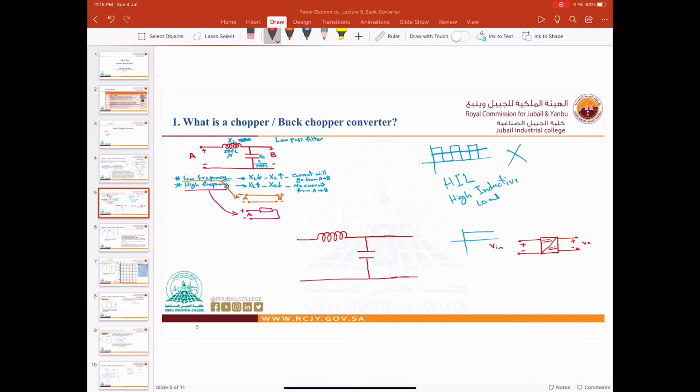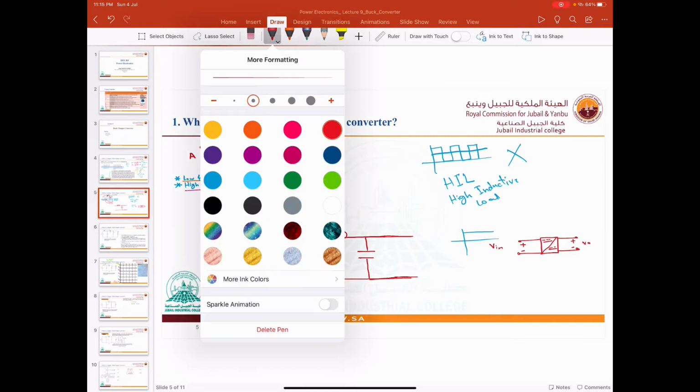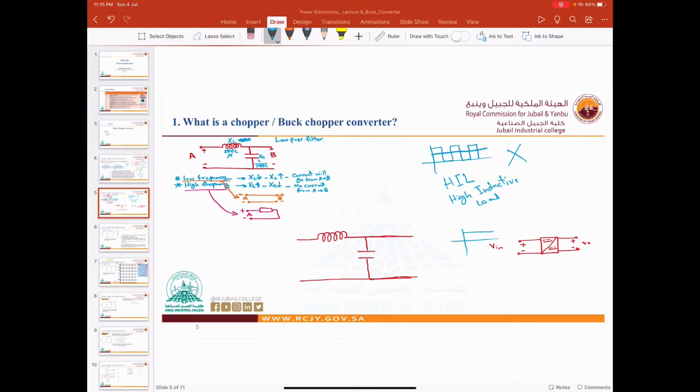Of course, if we have a buck chopper, we have output, right? So this is V out here. Now let me draw V out with the blue color. This is V out terminal. And of course if we have V out, we have a load, right? So this is our load. It's only a resistive load, so R.